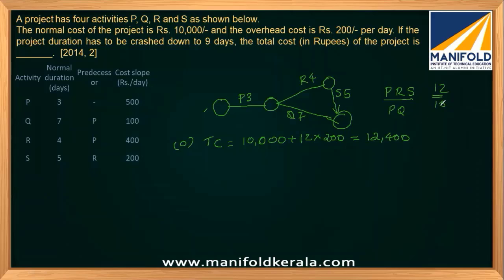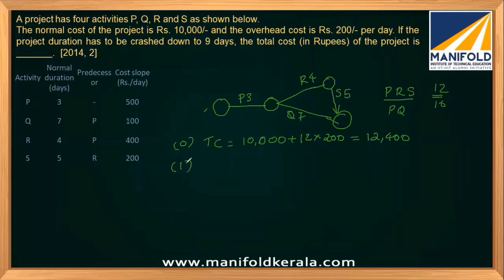So now, 12 days is there. If I crash 1 day, it will be 11 days. If I crash 2 days, it will be 10 days. Then there are chances that both paths will be critical. Even if we reduce 3 days directly from this path, our total project completion time will still be 10 days, because we have another path which has 10 days. That will be the critical path. So we can only do 2 days of crashing in the first go. Then we have to see what to do.